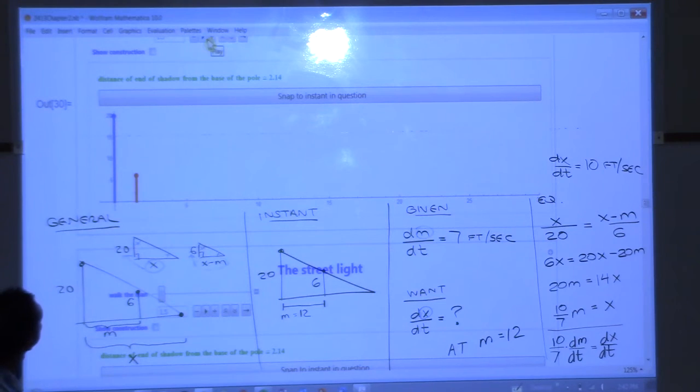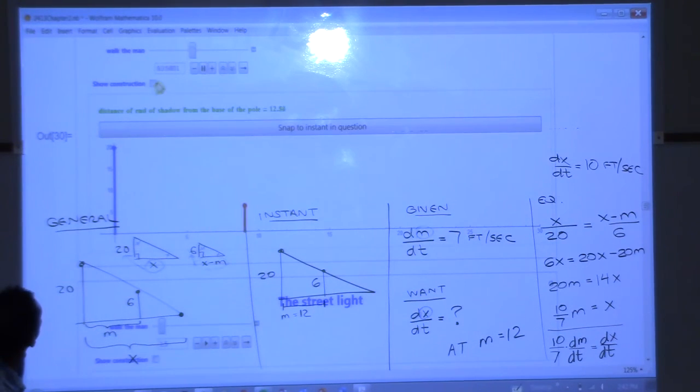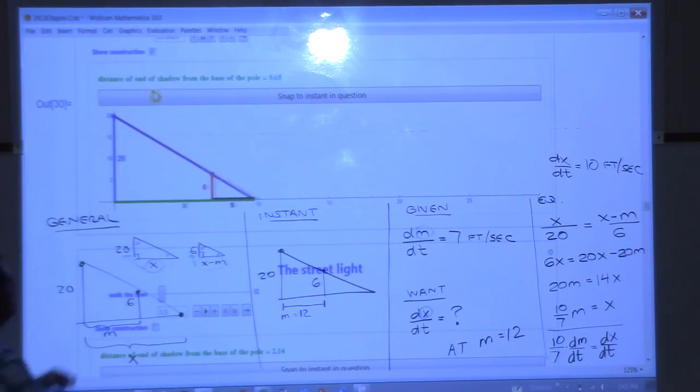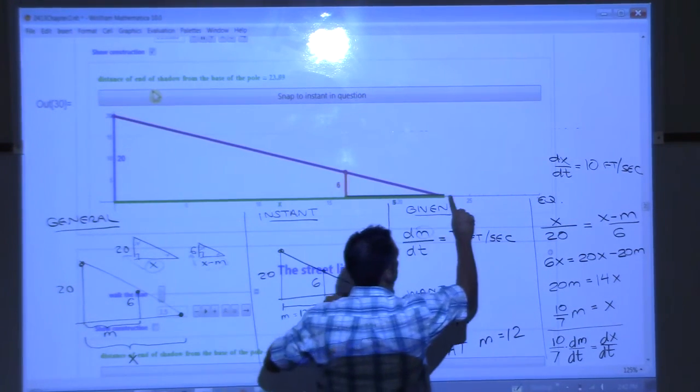As this illustration shows here, that's basically him walking away. So the rate at which the green is growing here is constant.